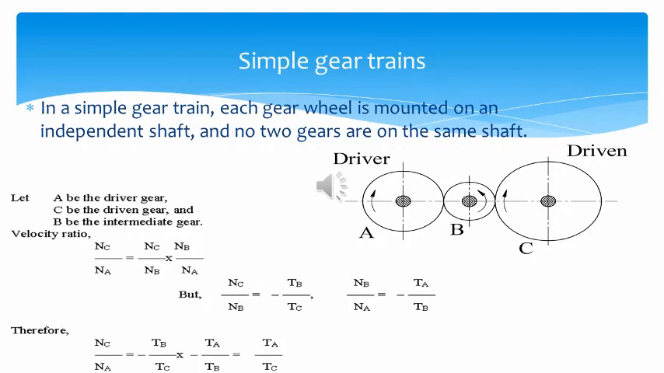So this is a simple example of a simple gear train. You can see driver gear and the driven gear, 3 gears A, B, C. Each gear wheel is mounted on an independent shaft. So if A is the driver gear, C is the driven gear and B is the intermediate gear, then the velocity ratio NC by NA is equal to NC by NB into NB by NA. In other words, the velocity ratio NC by NA can be obtained in terms of the number of teeth on the driver and the driven gear. That is, NC by NA is equal to TA by TC.